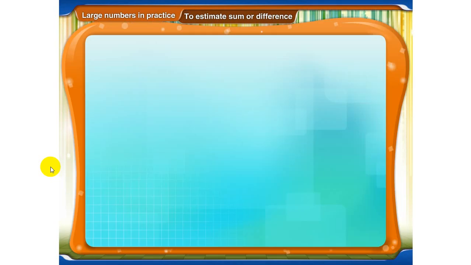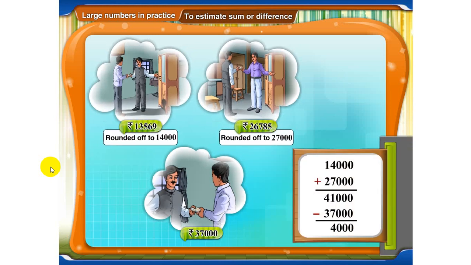To estimate sum or difference. As we have seen, we can round off a number to any place. So, when you estimate any sum or difference, you should have an idea of why you need to round off and therefore the place to which you would round off. Look at the following examples.